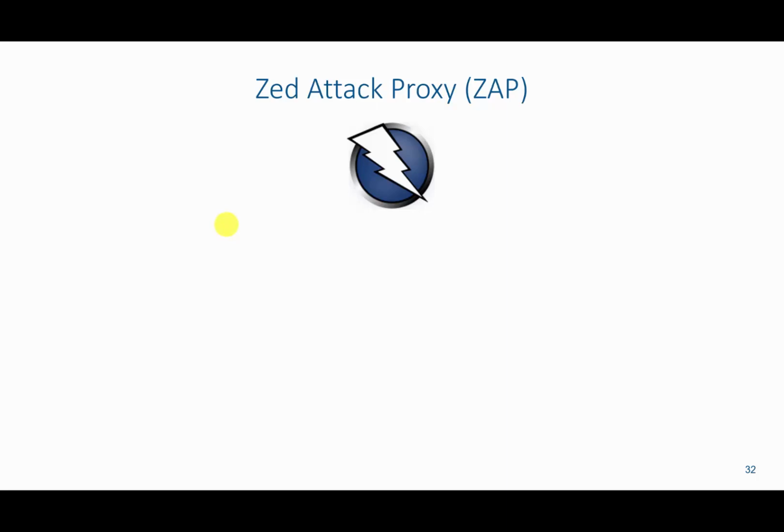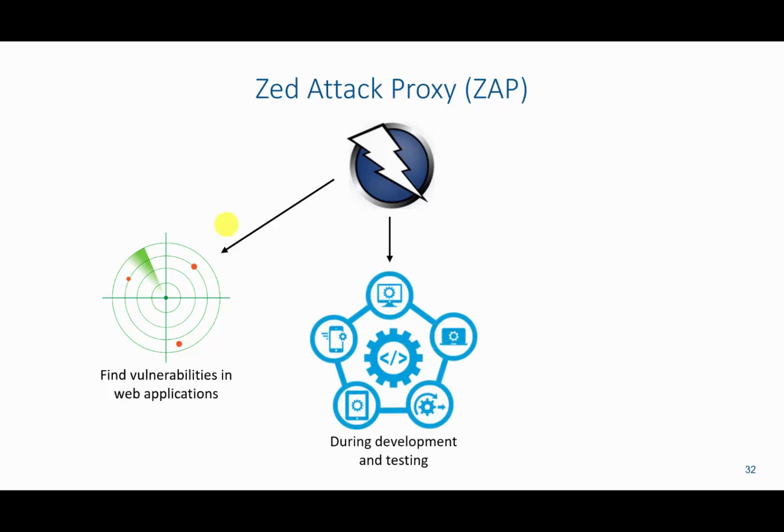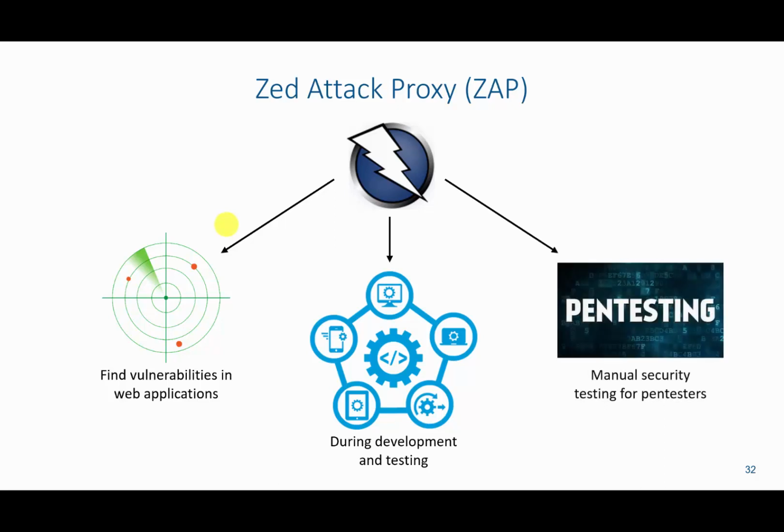So what is Zed Attack Proxy? It's a tool that allows companies to find vulnerabilities in web applications. It's not just a hacking tool, but it's also a tool that companies can use to do their own penetration testing on their systems to make sure that they can remove any vulnerabilities before they send it out to production. It can be used during development to find those weaknesses as well as testing. And yes, it is used by pen testers all over the world. It is the number one free tool out there for pen testing.